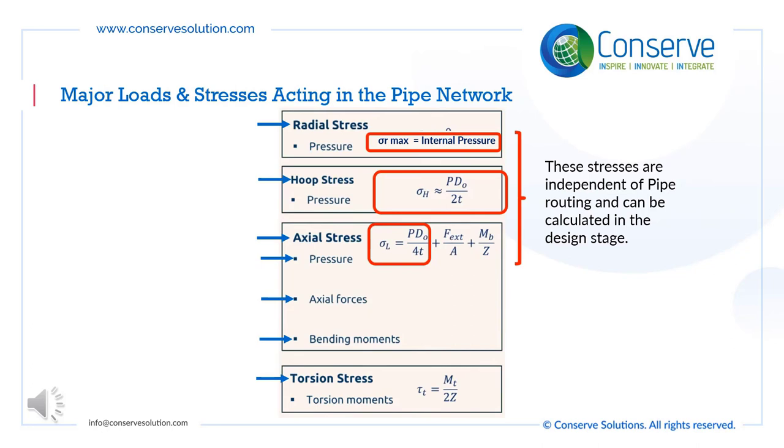So irrespective of the site insulation and routing, we can calculate the radial stress, axial stress and hoop stress associated with the pressure. So this can be calculated in the design case. The maximum of these stresses should be the hoop stress. We discussed it before. And in our case, the maximum hoop stress is calculated as 40 megapascal. So we have to ensure this 40 megapascal is within the allowable limit for the pipe material.